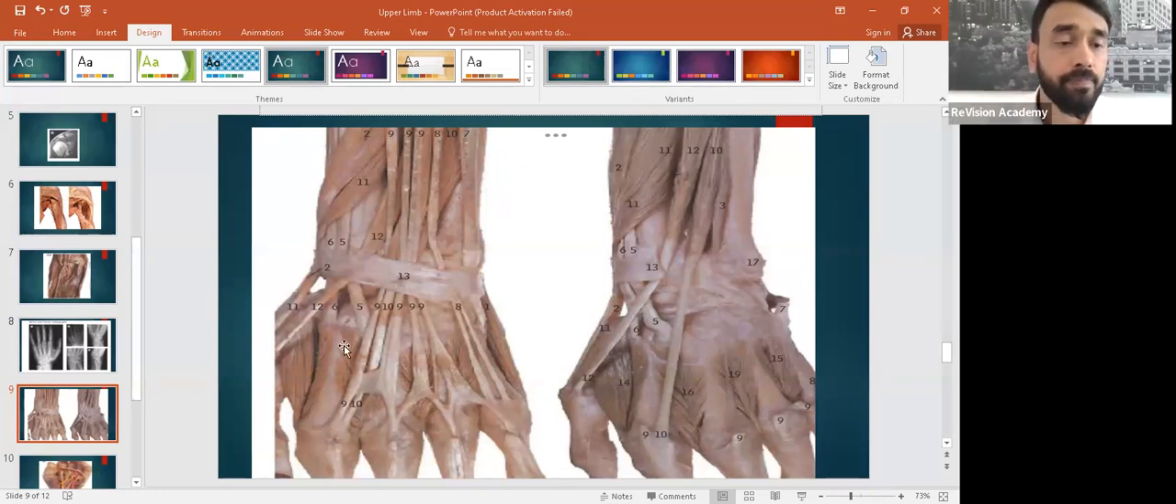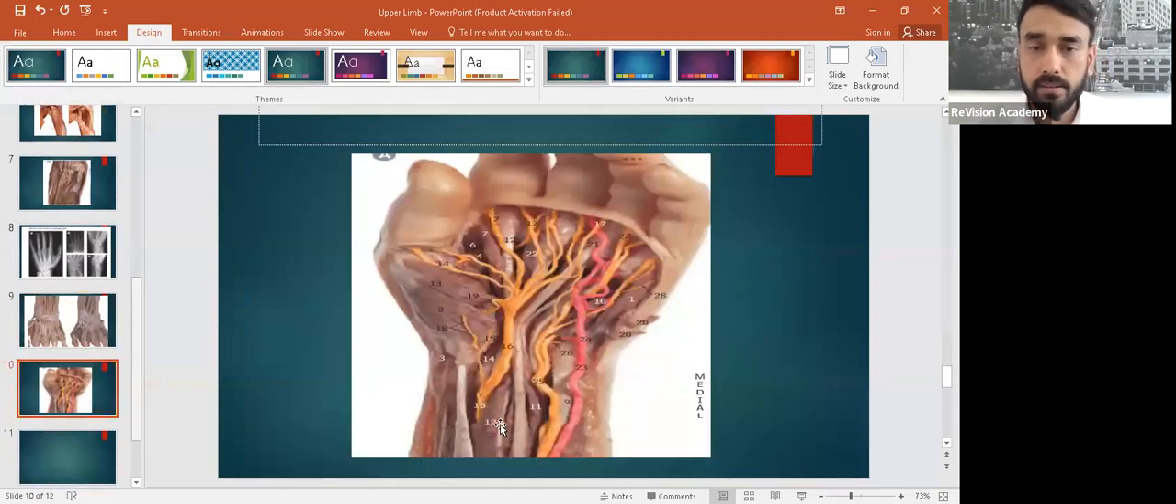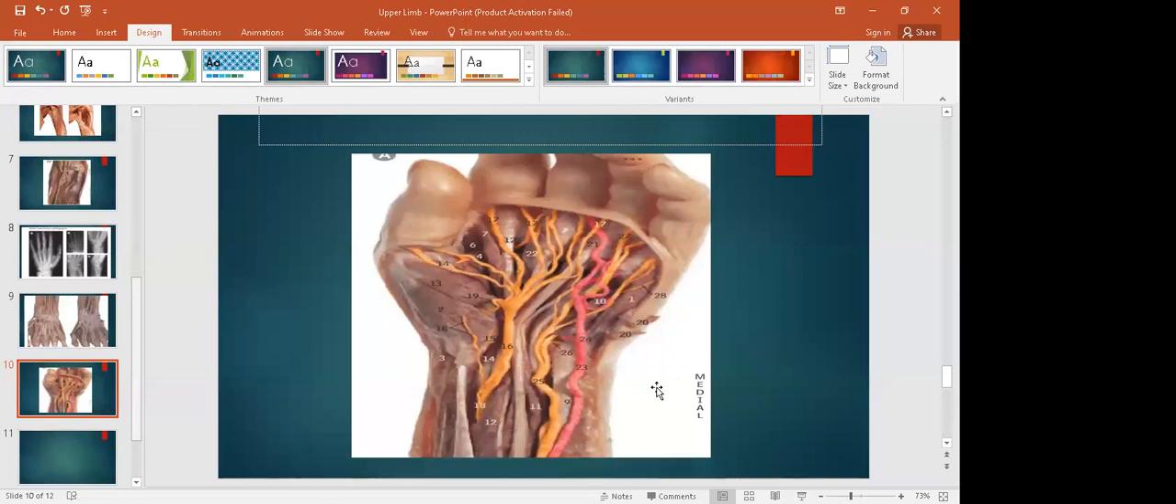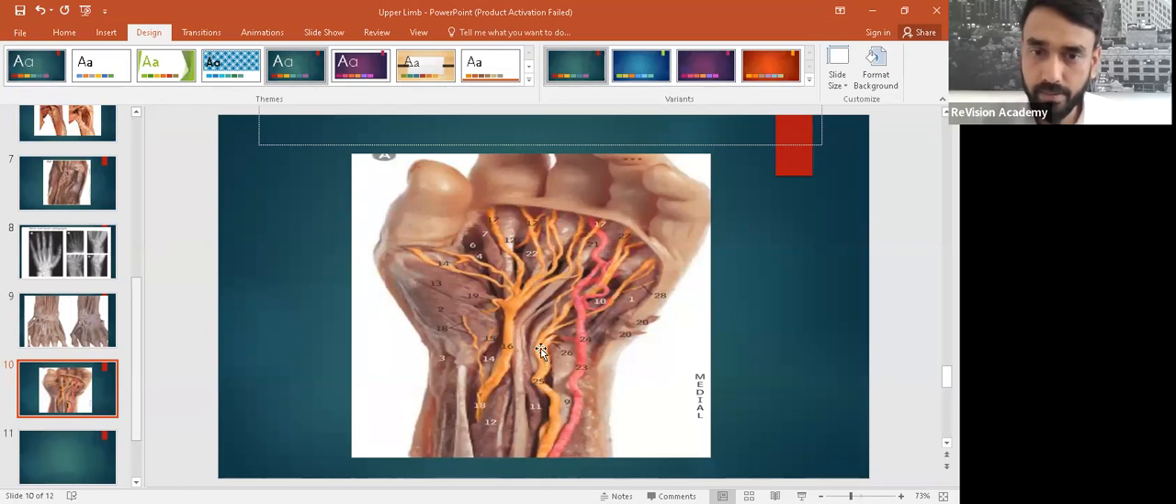So next, please identify the median nerve and ulnar nerve from this picture. Number 16 is the median nerve, and 25 is the ulnar nerve. Sorry, 25 is the median nerve, and 16 is the ulnar nerve.